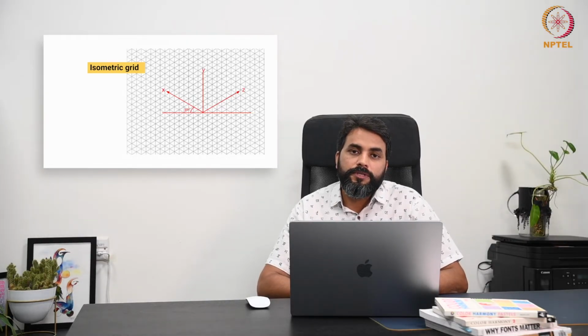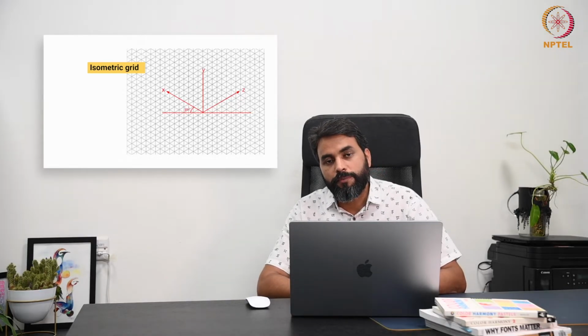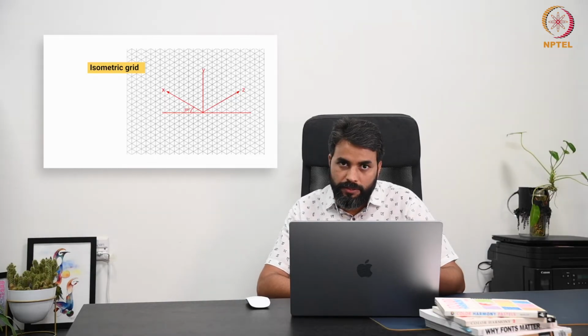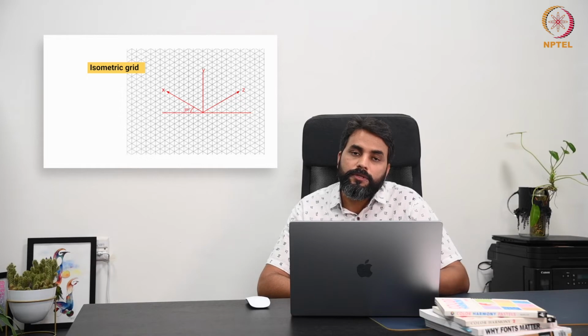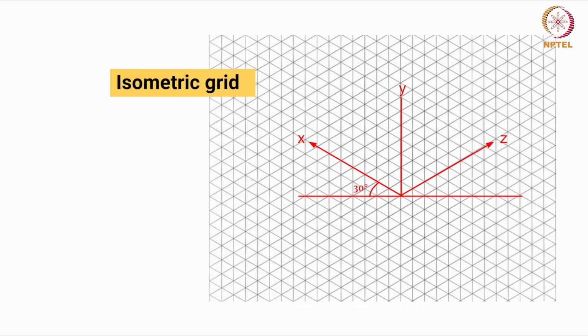For example, when we look at an object in a natural setup, if the object is upfront, close to us, it appears bigger, and when it goes away, its size changes accordingly, which is not what happens in an isometric grid. So let us see some examples and characteristic features in isometric grids.